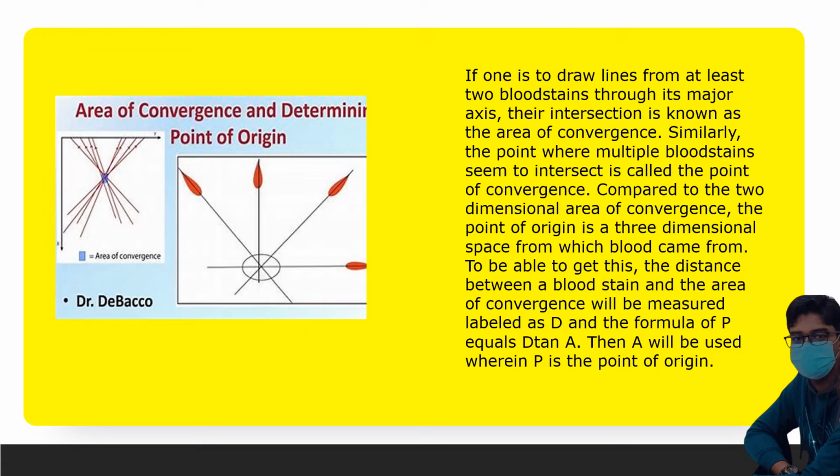To get this, the distance between a blood stain and the area of convergence will be measured and labeled as D, and the formula is P equals D times tan A. Then A will be used, wherein P is the point of origin.